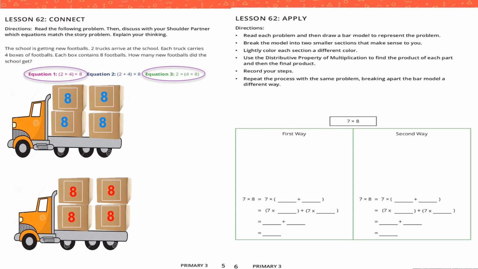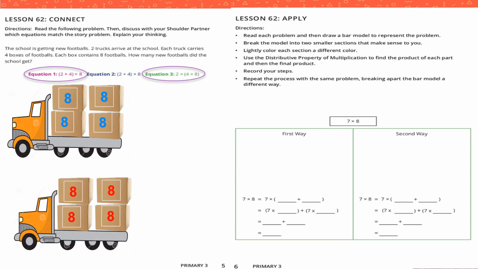Let's start with the apply part. I have here 7 times 8. I wanted to make it with the first way and the second way. This lesson is a revision on distributive property. 7 times 8. Let's start with the first way.